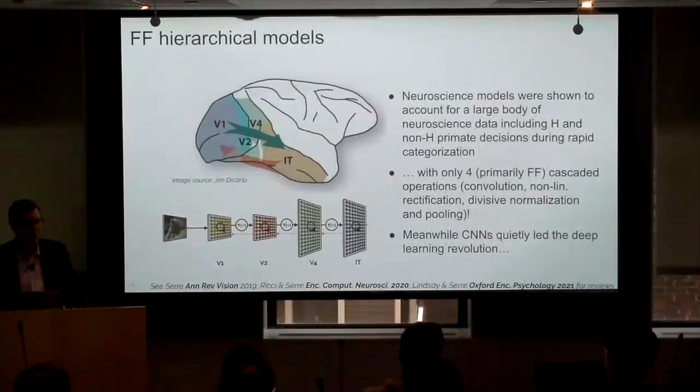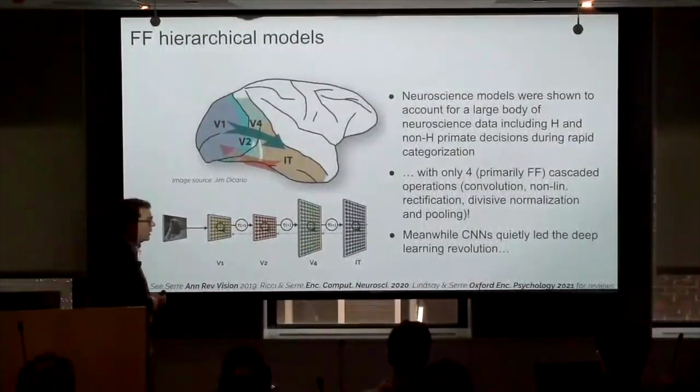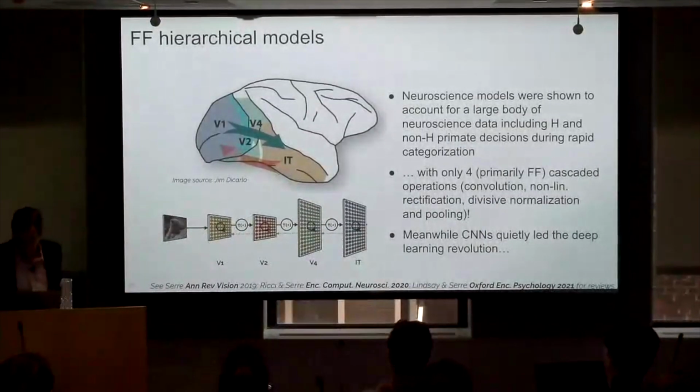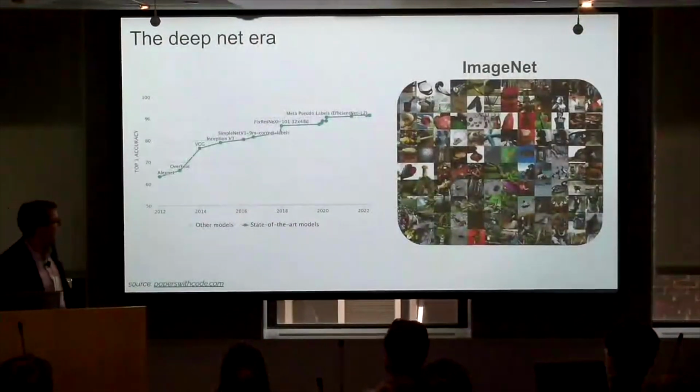All the more fascinating since all these models contain essentially four key operations that repeat in a cascade. You're all familiar with those operations. This was the good old days where our models contained convolutions, rectifications, divisive normalization, and pooling, and that was it. Just repeated in a few cascades, and those models were able to recapitulate a large body of data. Meanwhile, CNNs were pushed towards better engineering, and the rest is history. We know that CNNs led to the first deep learning revolution, and certainly the progress in the field has been tremendous.